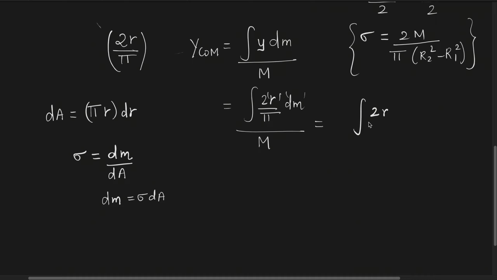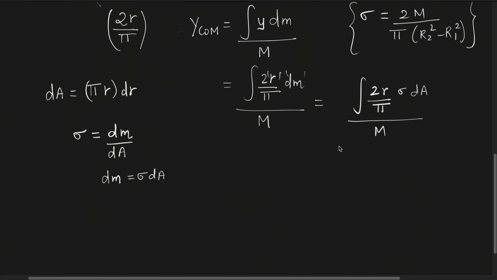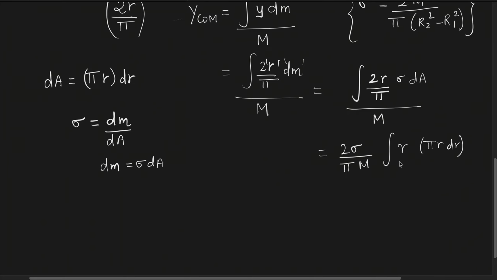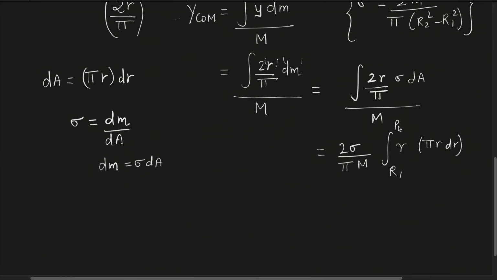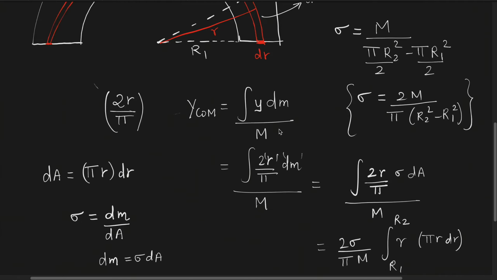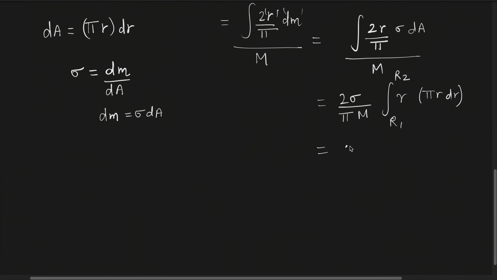So this is the integral of 2r by pi, sigma times dA, divided by capital M. This will be equal to sigma 2 by pi M, integral of r times dA. But dA is pi r dr, so this will be pi r dr. The integration will be from r1 to r2. The first ring starts from radius r1 and the last is at r2. Let's integrate this. We get 2 sigma upon pi M, pi taken out, and integral r square dr from r1 to r2.